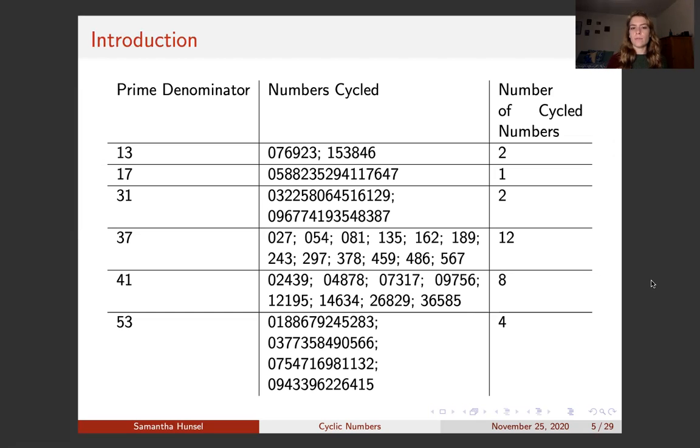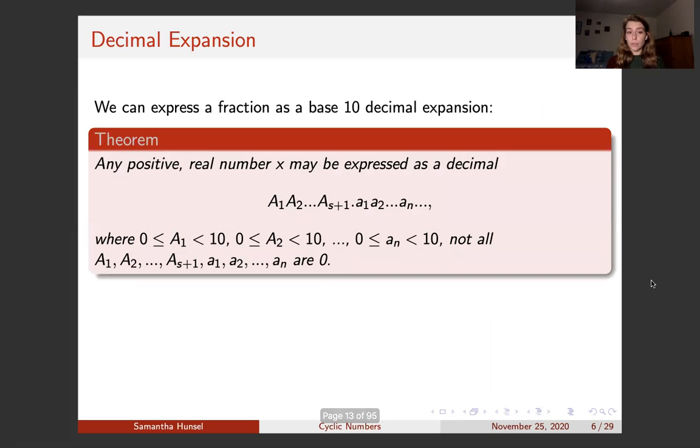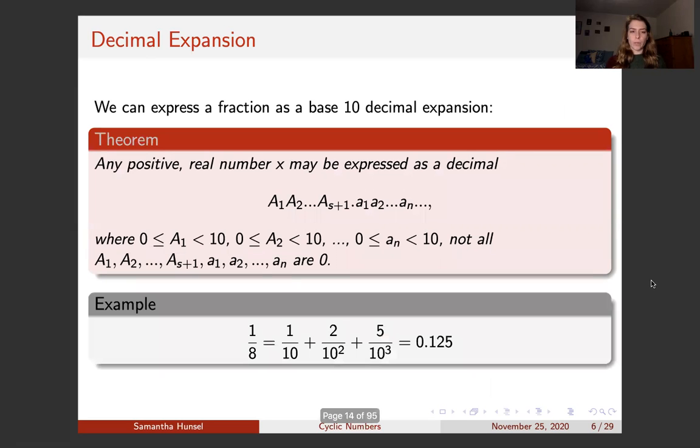And you may notice we have a 0 in front of a lot of these numbers, and that's just to show that it's included in the permutation of the digits. And so we are actually going to explore more in depth the origin of these numbers. We're going to start off with just the decimal expansion. We can write a fraction as a base 10 decimal expansion, and actually we can write any real number as a decimal in a base 10 expansion.